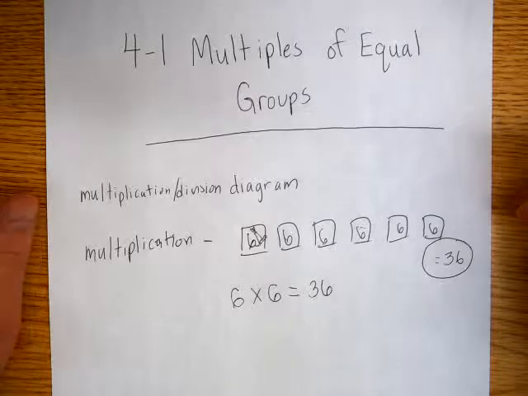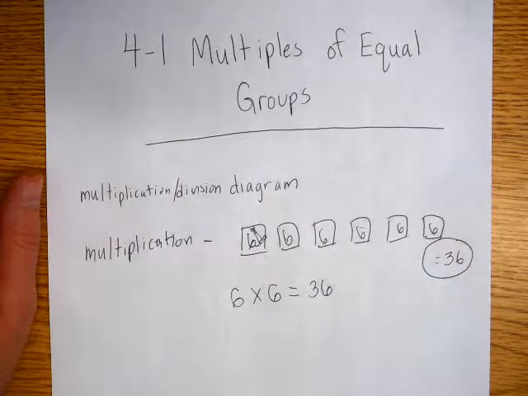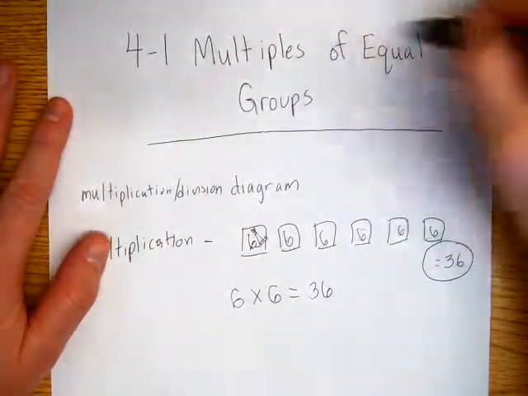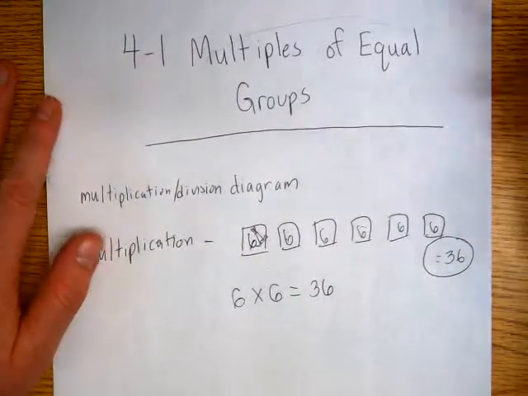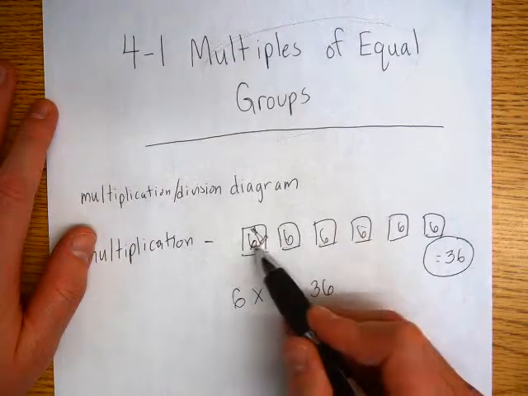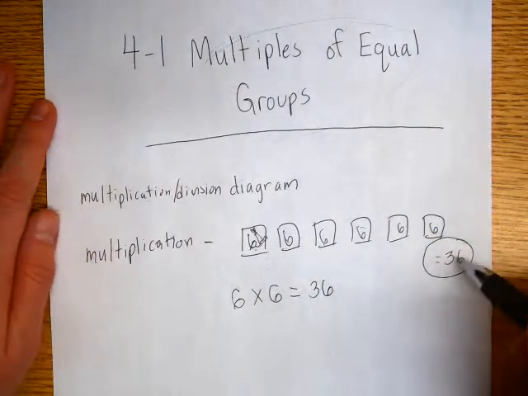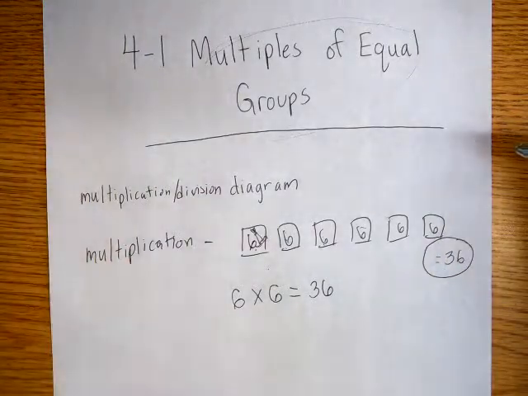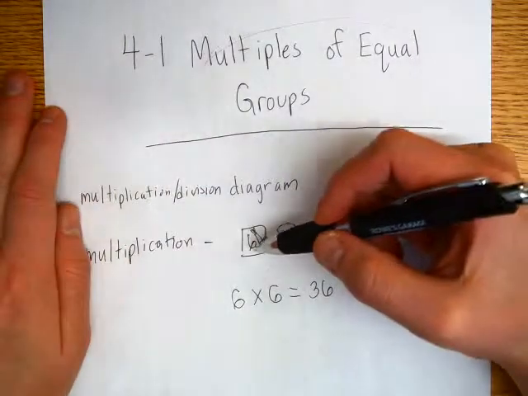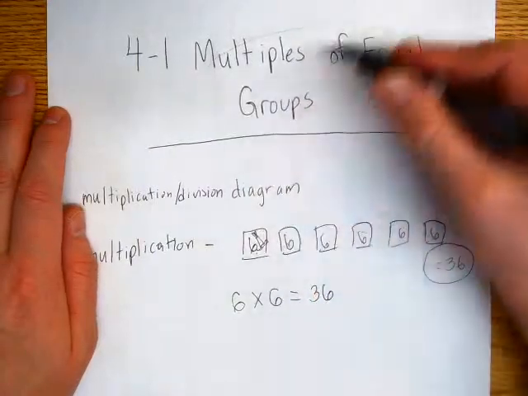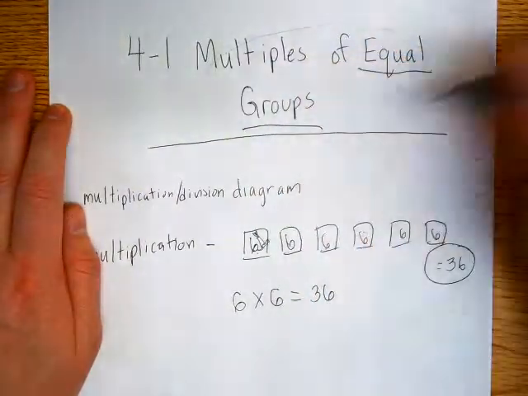And then there's one more word, and that's multiples of equal groups. Multiples of equal groups is what we're talking about today, and basically it's putting equal groups of things together to get an answer, and this would be the answer. So when we multiply, the key piece is equal groups. The groups have to be equal.